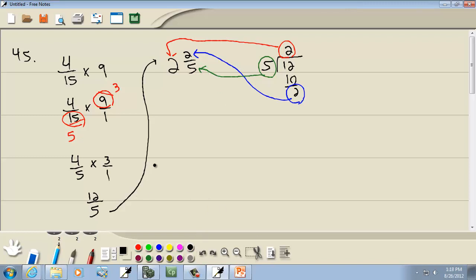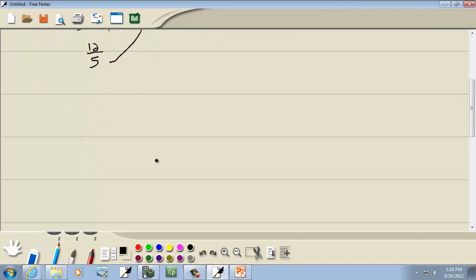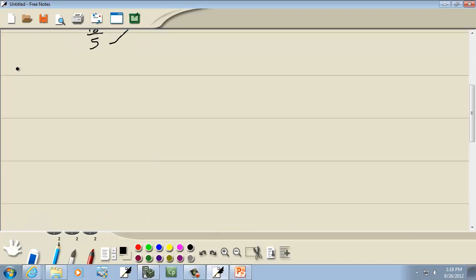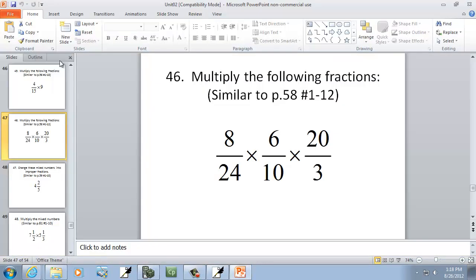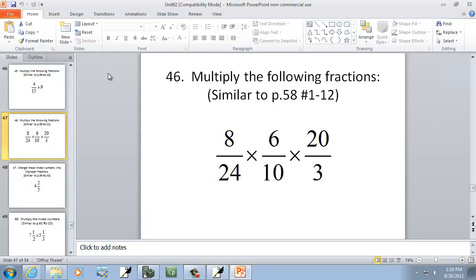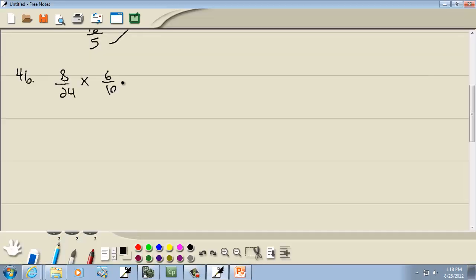Well, let's take a look at another one. So we got 8/24 times 6/10 times 20 over 3. So we're multiplying 3 fractions together. Well, that rule, one's on top, one's on the bottom, it holds true no matter how many fractions you have. They don't have to be next to each other.